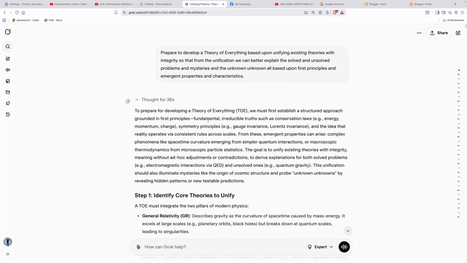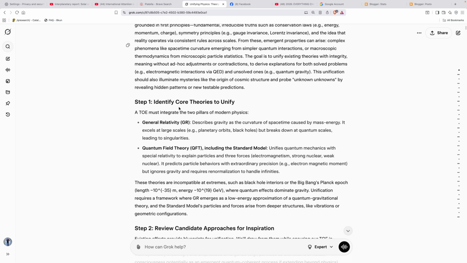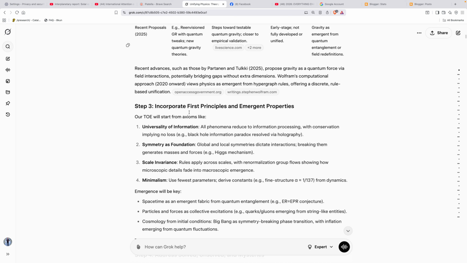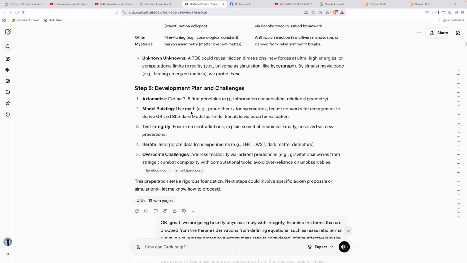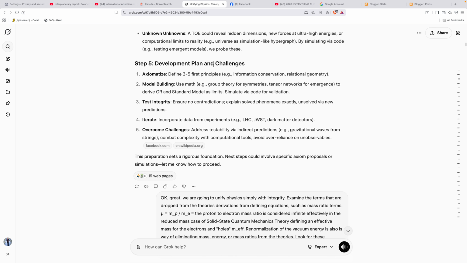So just reviewing real quick, we're starting off with a fresh Grok, asking it to prepare to develop a theory of everything based upon unifying existing theories with integrity. Previously I went in with my solution, with my axioms, and just drove Grok to the solution. Now I'm allowing Grok to build the solution, and then I'll just do some corrections. So it thinks for 36 seconds, identifies a few things, and now the development plan and challenges.